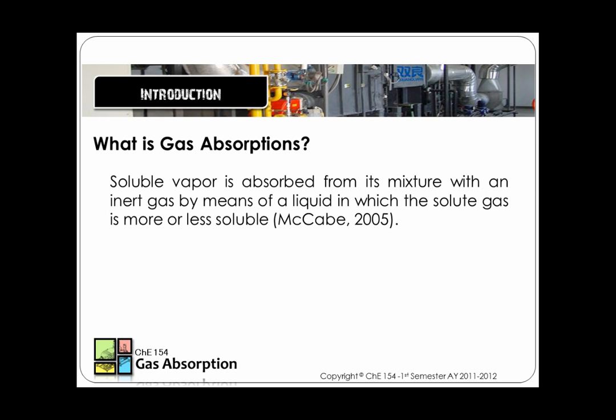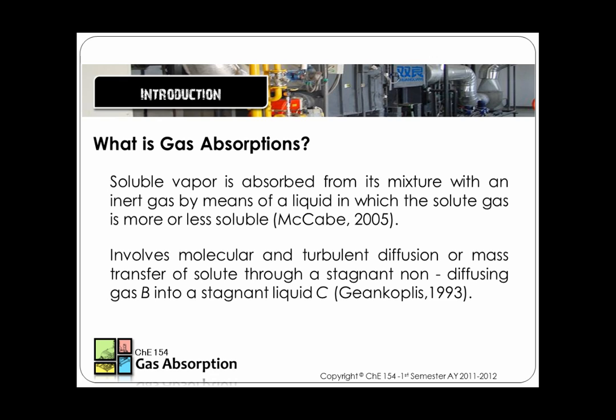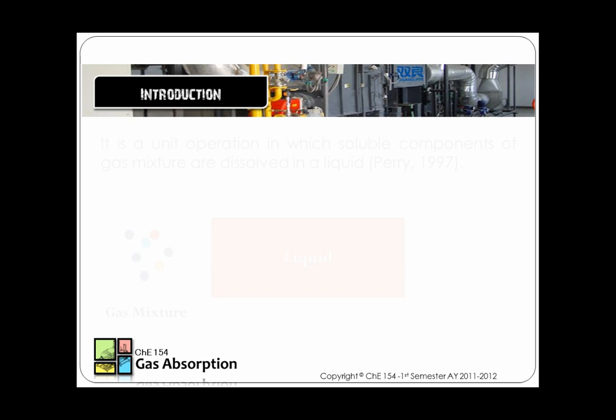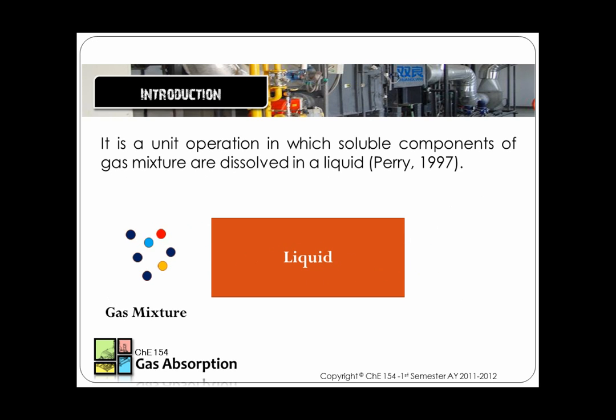Gas absorption. According to McCabe, soluble vapor is absorbed from its mixture with an inert gas by means of a liquid in which the solute gas is more or less soluble. It involves molecular and turbulent diffusion or mass transfer of solute through a stagnant non-diffusing gas B into a stagnant liquid C. In simpler terms, we define gas absorption as a unit operation in which soluble components of a gas mixture are dissolved in a liquid, according to Perry.